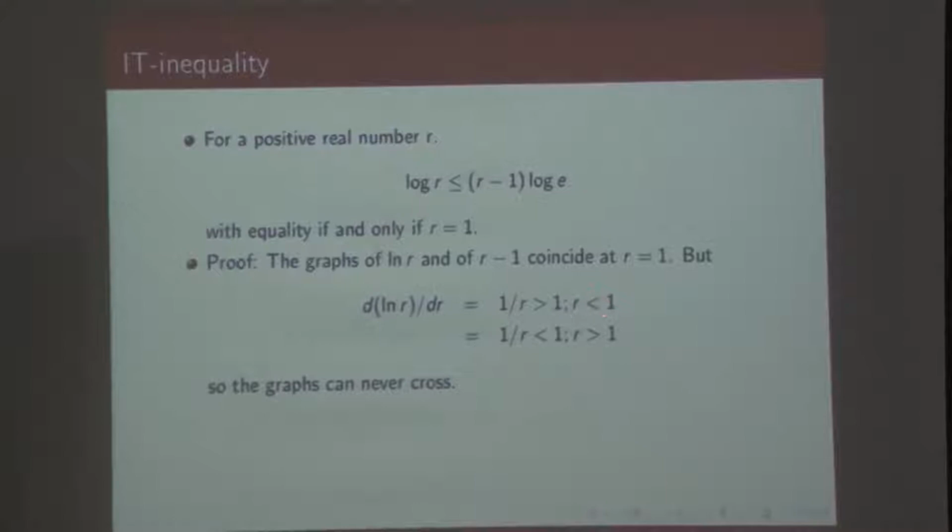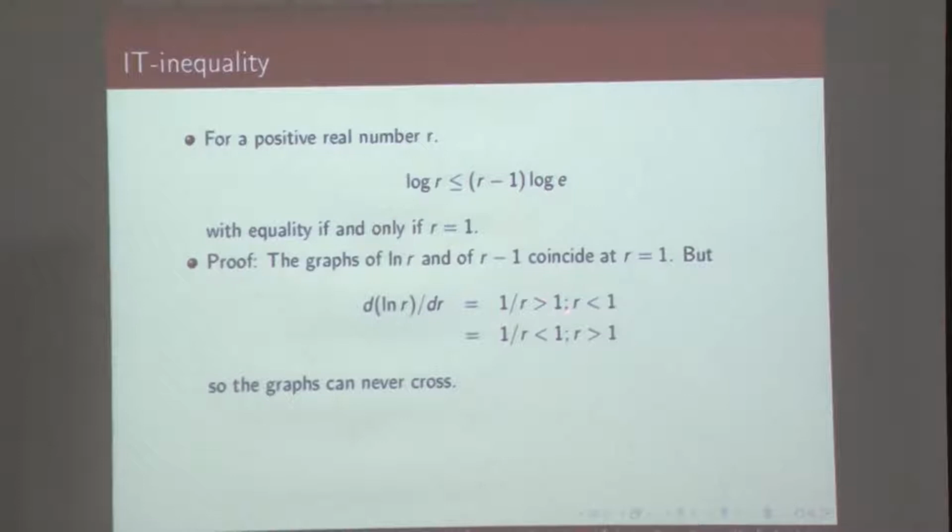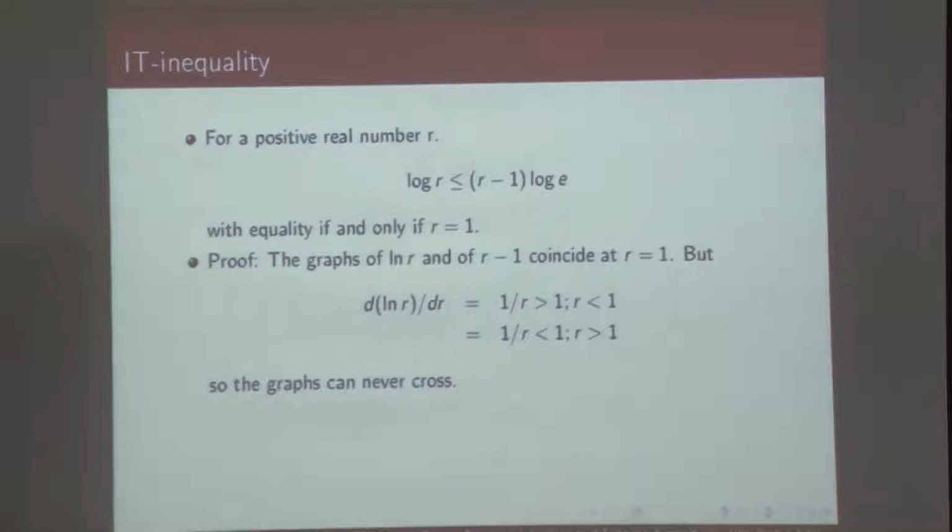But if you look at the slope, basically it is 1 by r, it is greater than 1 for r less than 1, whereas it is less than 1 for r greater than 1. So these graphs will never cross each other, and they touch at r equal to 1. And if you then multiply by log of e, you will get this relation: log of r is less than r minus 1 log of e.